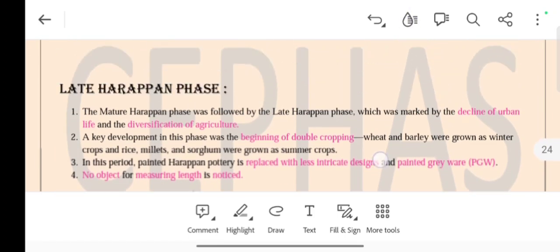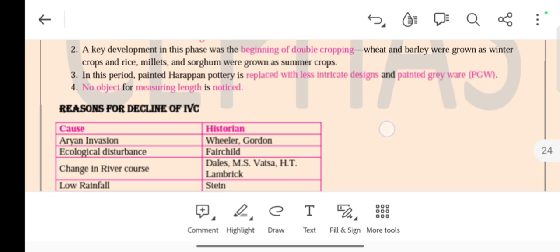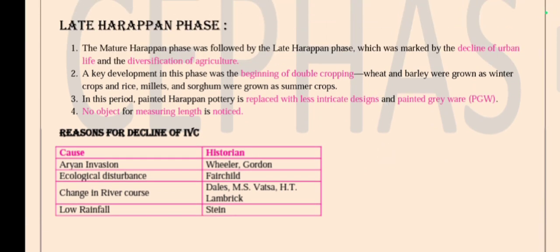And let's discuss the late Harappan phase. The late Harappan phase is very important, not that very important. In the late Harappan phase, we mainly discuss the decline of the Harappan civilization, how it declined. There are a lot of causes. Most historians have come up with their reasons. I placed them here in the glimpse, so you can have a look at it.